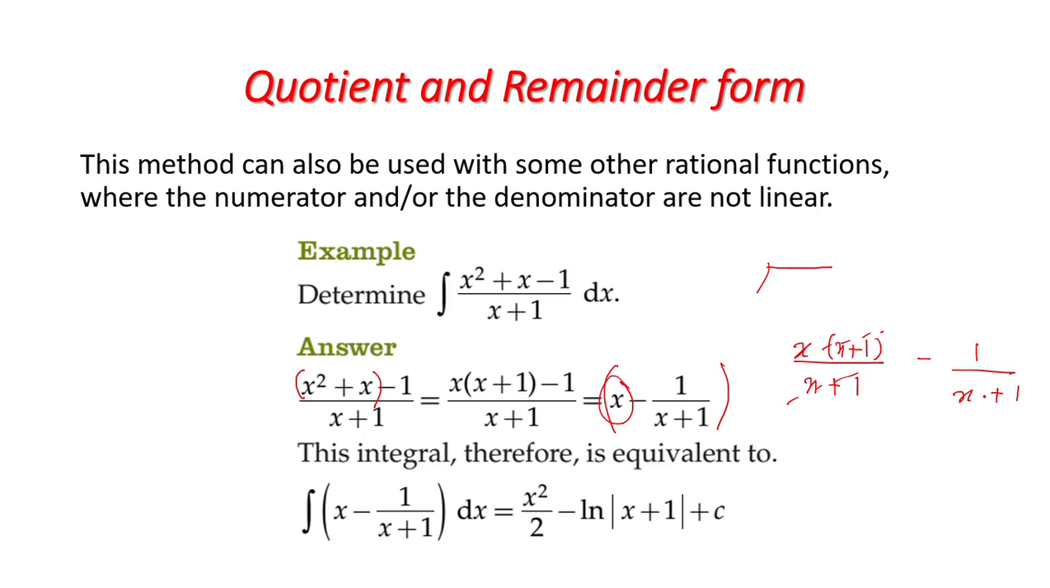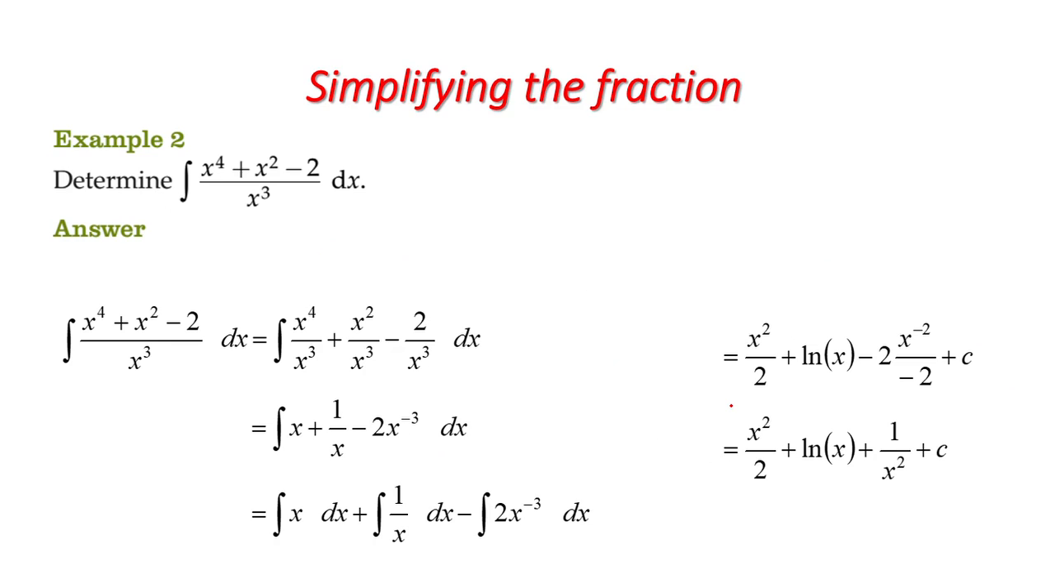And this one, nothing happens over here, you just rewrite it. After that you just integrate both. So basically we have two methods. If you want to use long division, or sometimes without long division, what you can do is identify the common factor for both. Alright, and this one is simplifying the fraction.